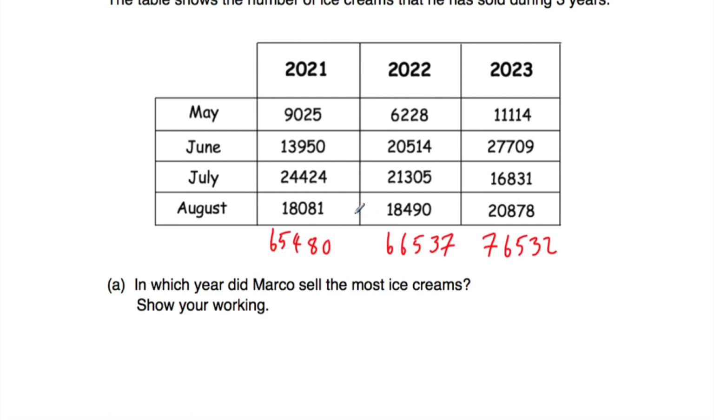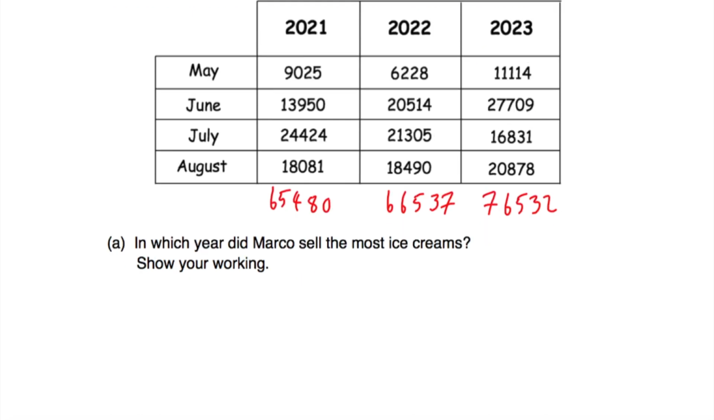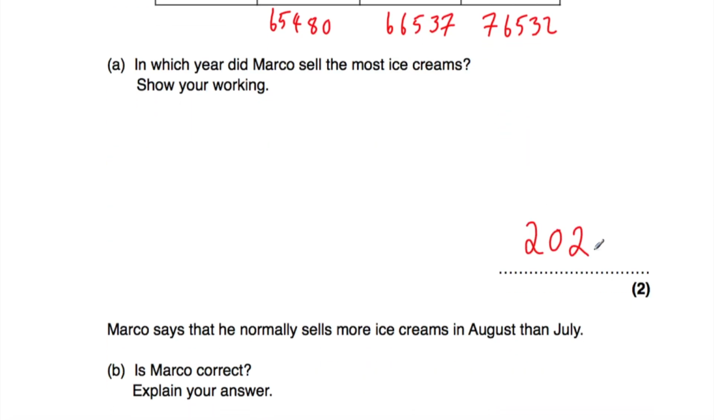So I've added those numbers up and we've got our total. So in 2021, Marco sold 65,480 ice creams. In 2022, Marco sold 66,537. But in 2023, he sold way more. He sold 76,532 ice creams. So in which year did Marco sell the most number of ice creams? The answer would be 2023. So let's write that down, 2023.